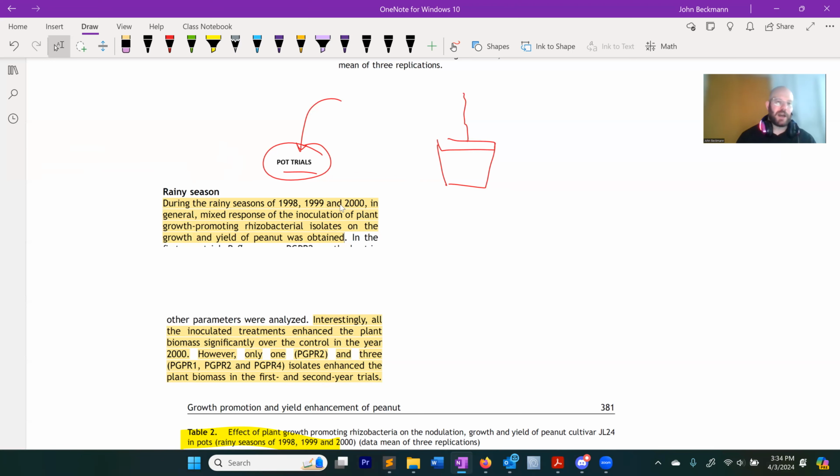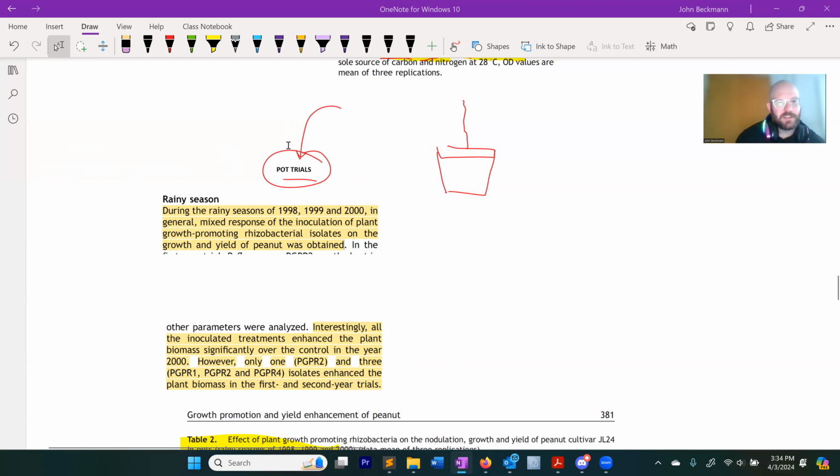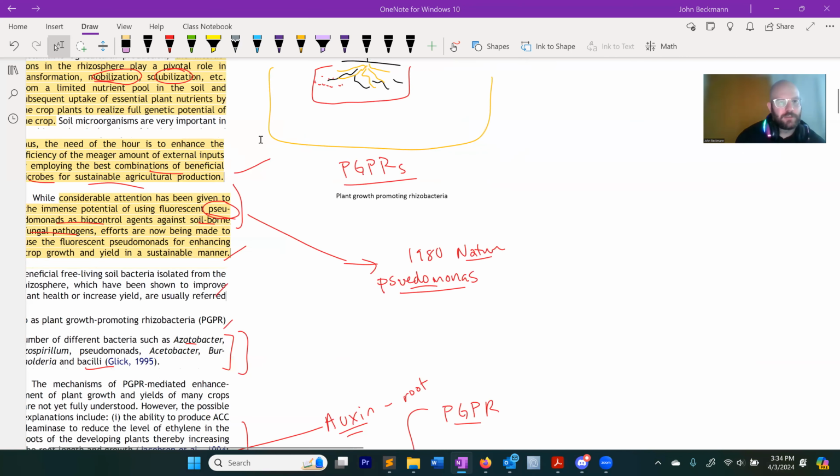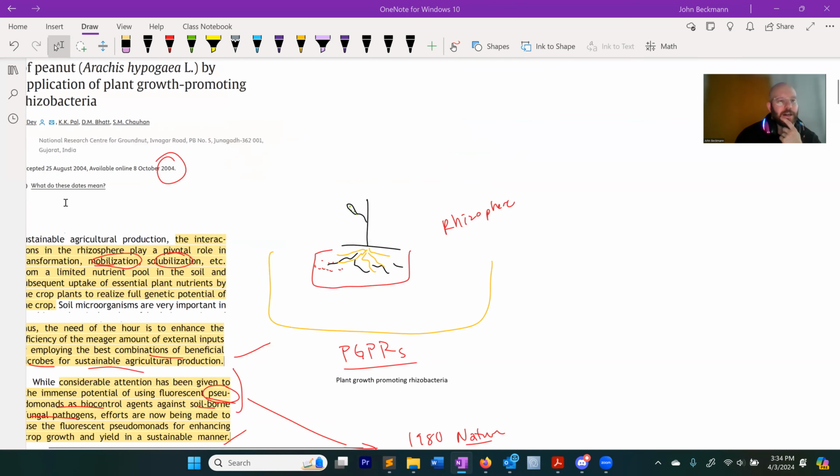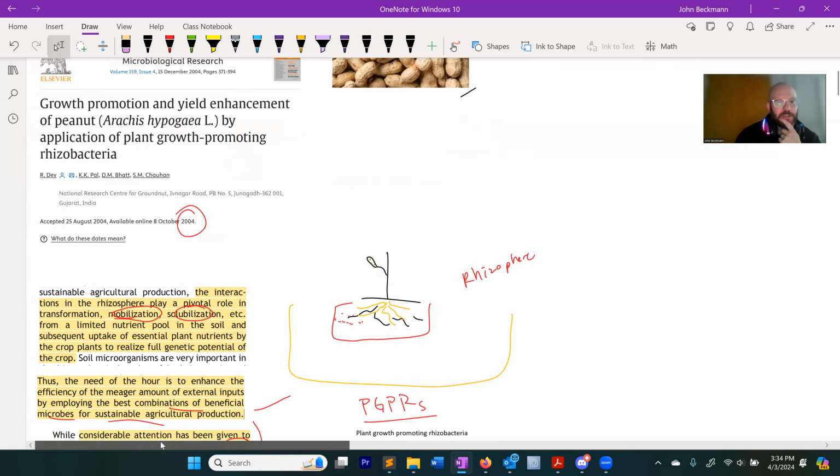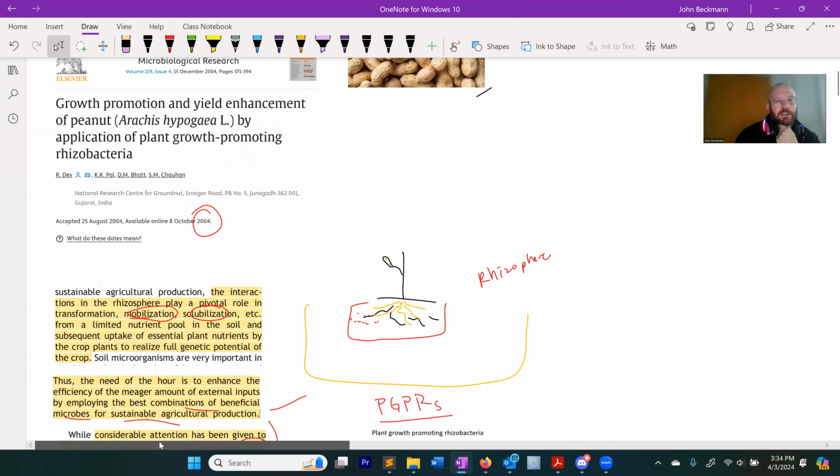Another reason to do the pot trials is because nowadays, maybe this was not the case in India. I think these are Indian researchers. Looks like it. Yeah, India. I should actually also just say their names. Day et al. From Gujarat, India.